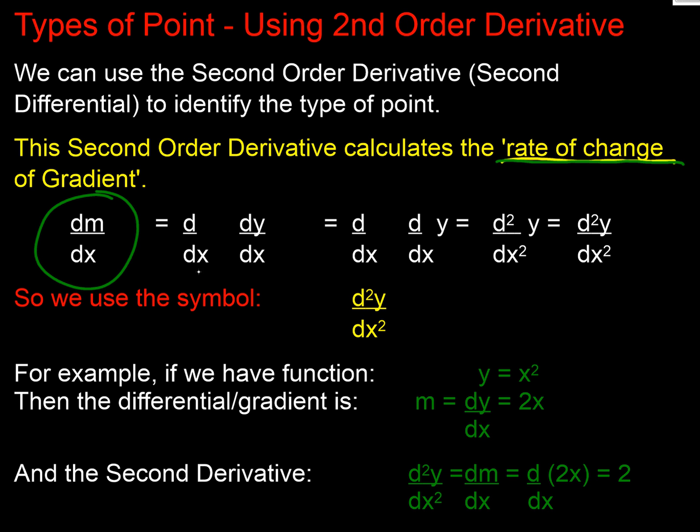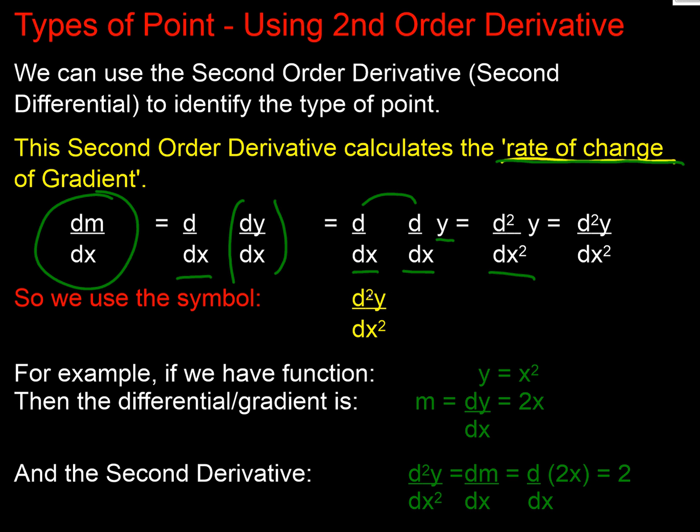And dm by dx, well, what are we actually doing? We're differentiating, we're doing d by dx of the m value, which we know is dy by dx. So what are we actually doing? We're doing the d by dx of the d by dx of the original y value, which is why we combine these two together, and it's often written in these terms. So we've got d squared because we did d there, and we've got dx squared on the bottom.